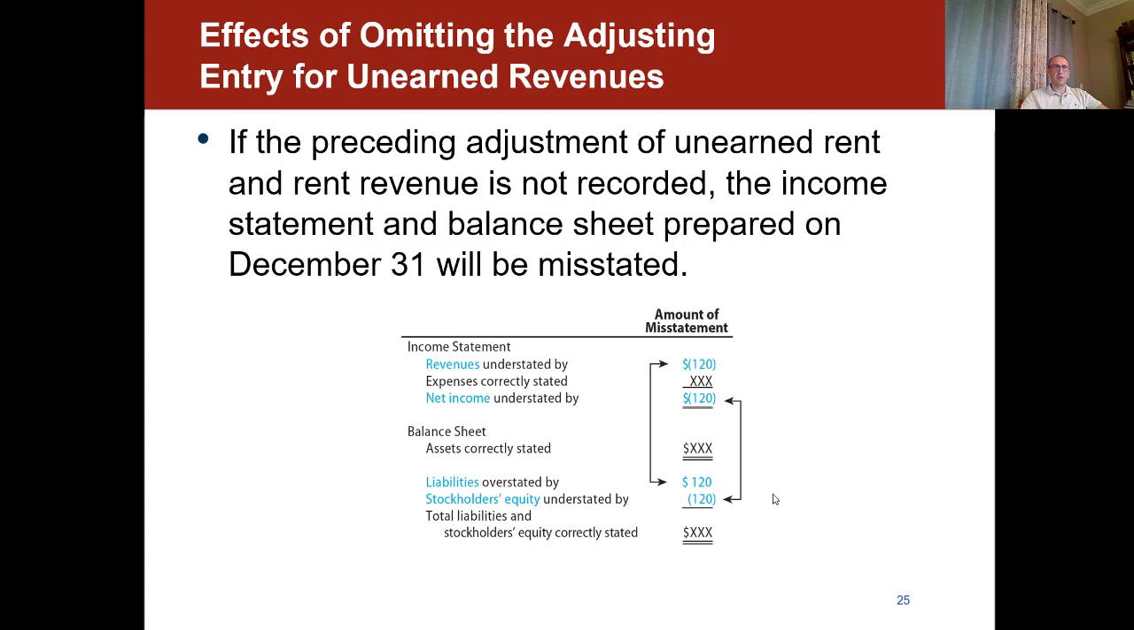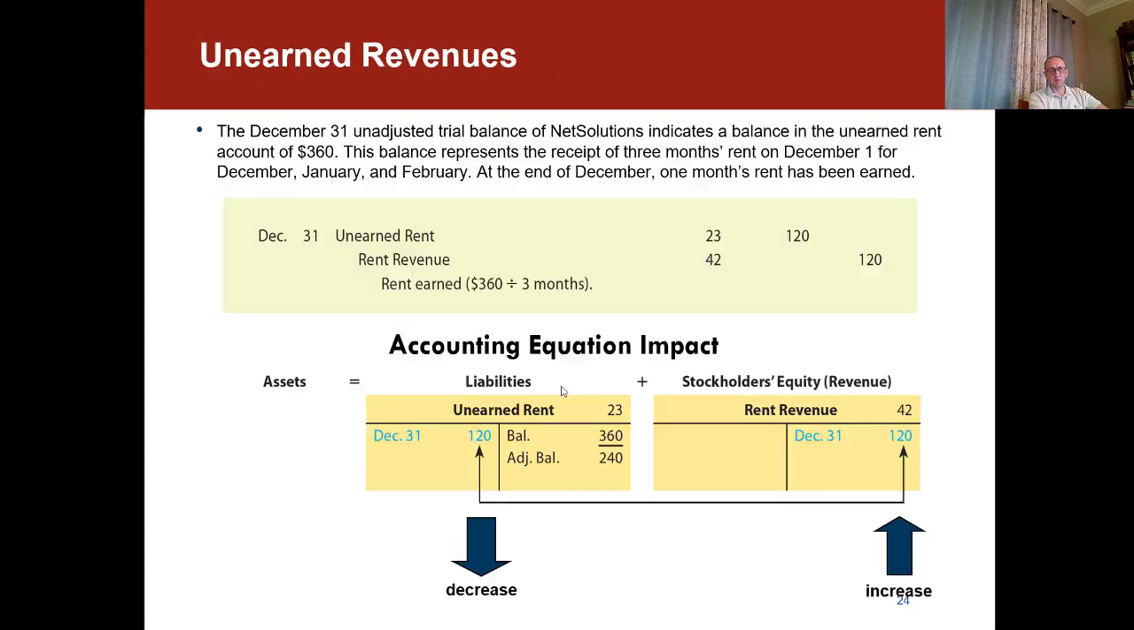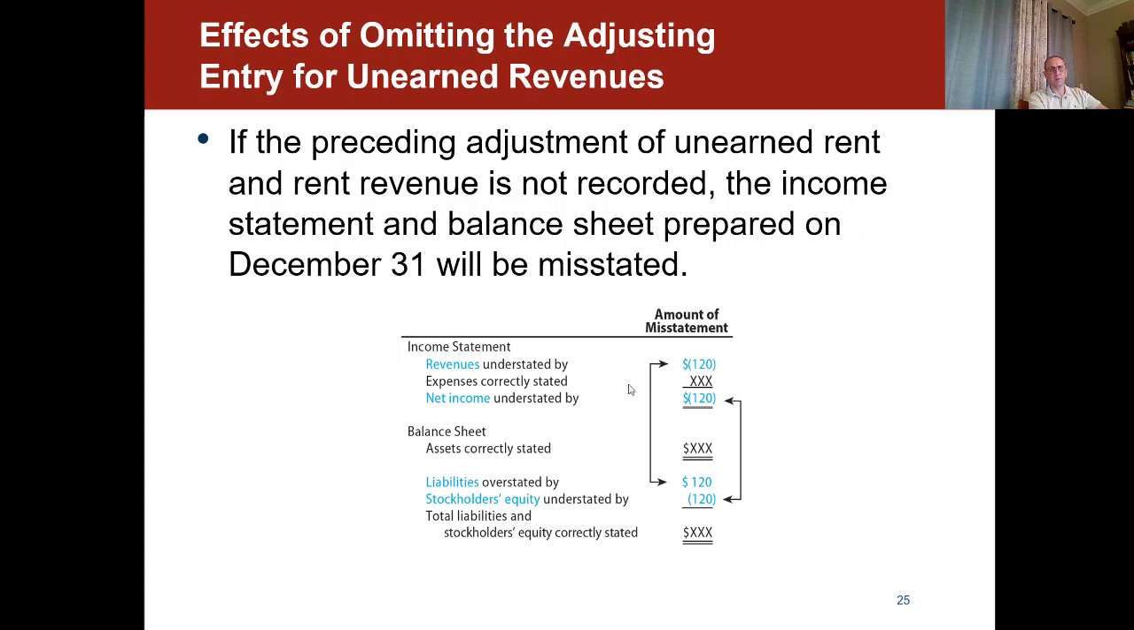So let's see, what if I forgot about recording this transaction? What's going to happen? Revenue is going to be understated because I have rent revenue. If I forgot to record it, then I missed it, so it's going to be understated. Net income would be understated. Expenses are not affected because as you can see here, we didn't record any expense. For the balance sheet, again, assets are not affected with this adjusting entry, but if I forgot to record this adjusting entry, my liabilities would be overstated. And because net income was understated, stockholders' equity would be understated.